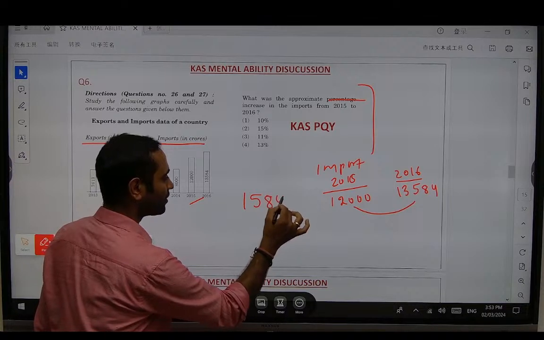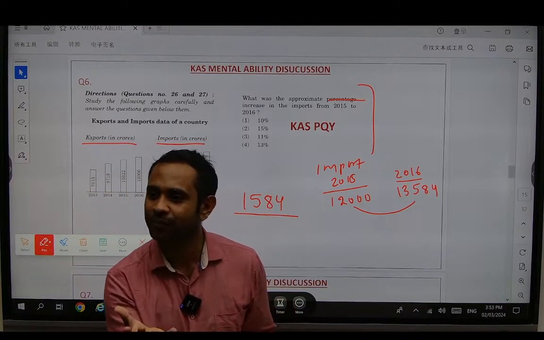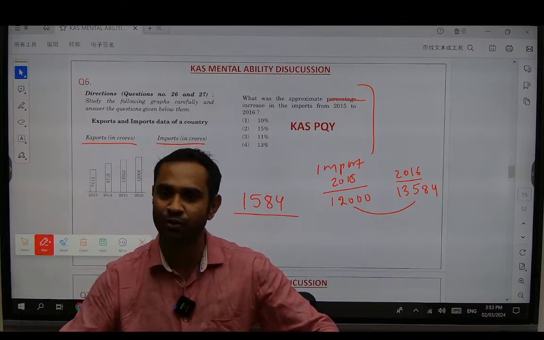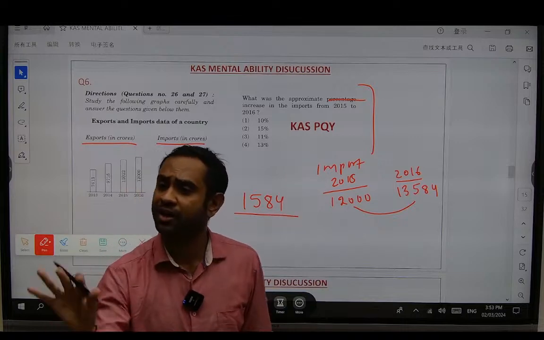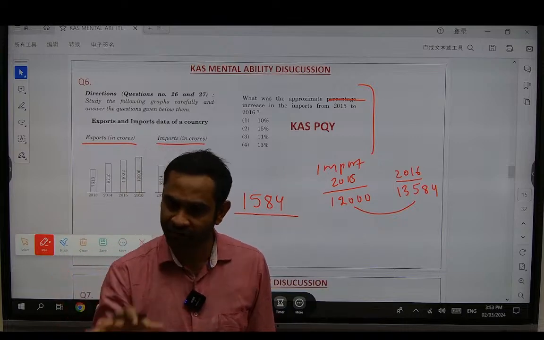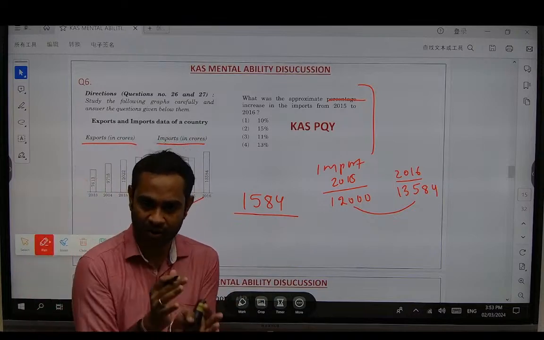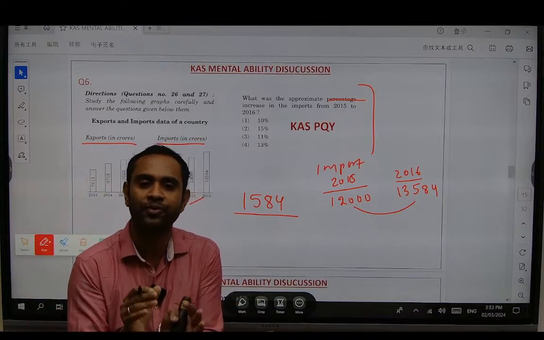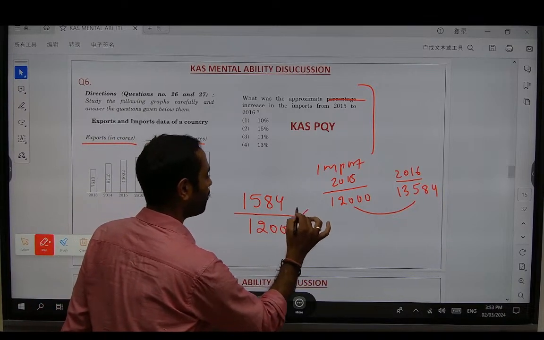1,584? Okay, fine. What is your origin? From where has it increased? 15 to 16. If 15 would not have been there, we would not have calculated percentage or anything. Because of 15 only we are going to calculate. So from 15, how much has it increased? So our base is now, comparison is now with 15. Put 15 down, into 100.